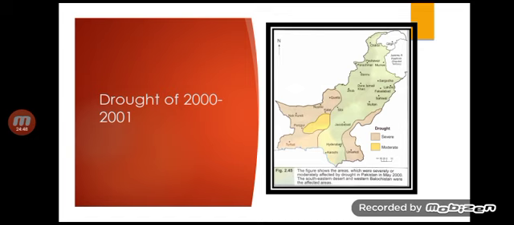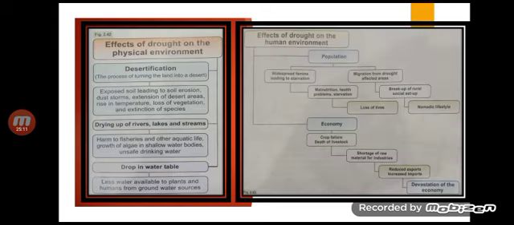So it caused drought, and it was the last most severe drought in Pakistan, and almost I think 20,000 families were affected due to it, and more than a million cattle also died. It's again mentioned in your book on page number 45. You are encouraged to further study it as well.